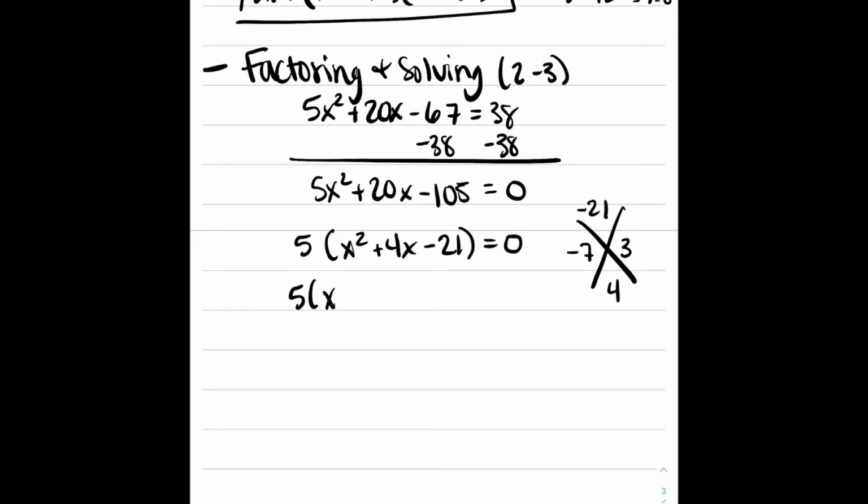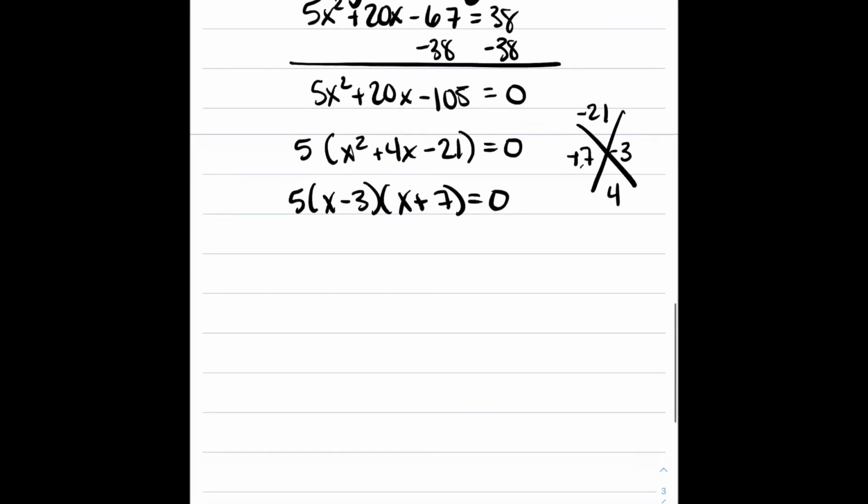So that means this will factor to 5 times x minus, oops, I'm going to go with the opposite, right? Positive 7 minus 3 is going to give me that positive 4. So we have x minus 3 times x plus 7 equals 0.